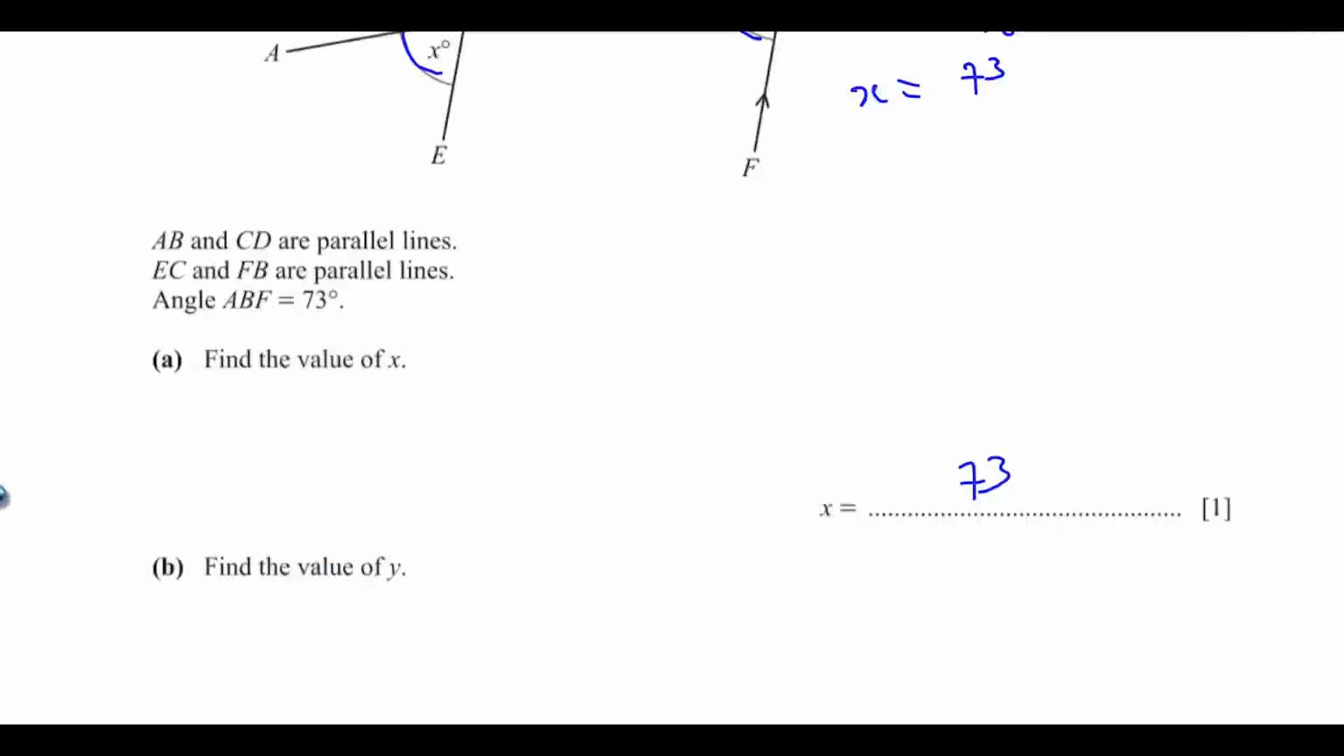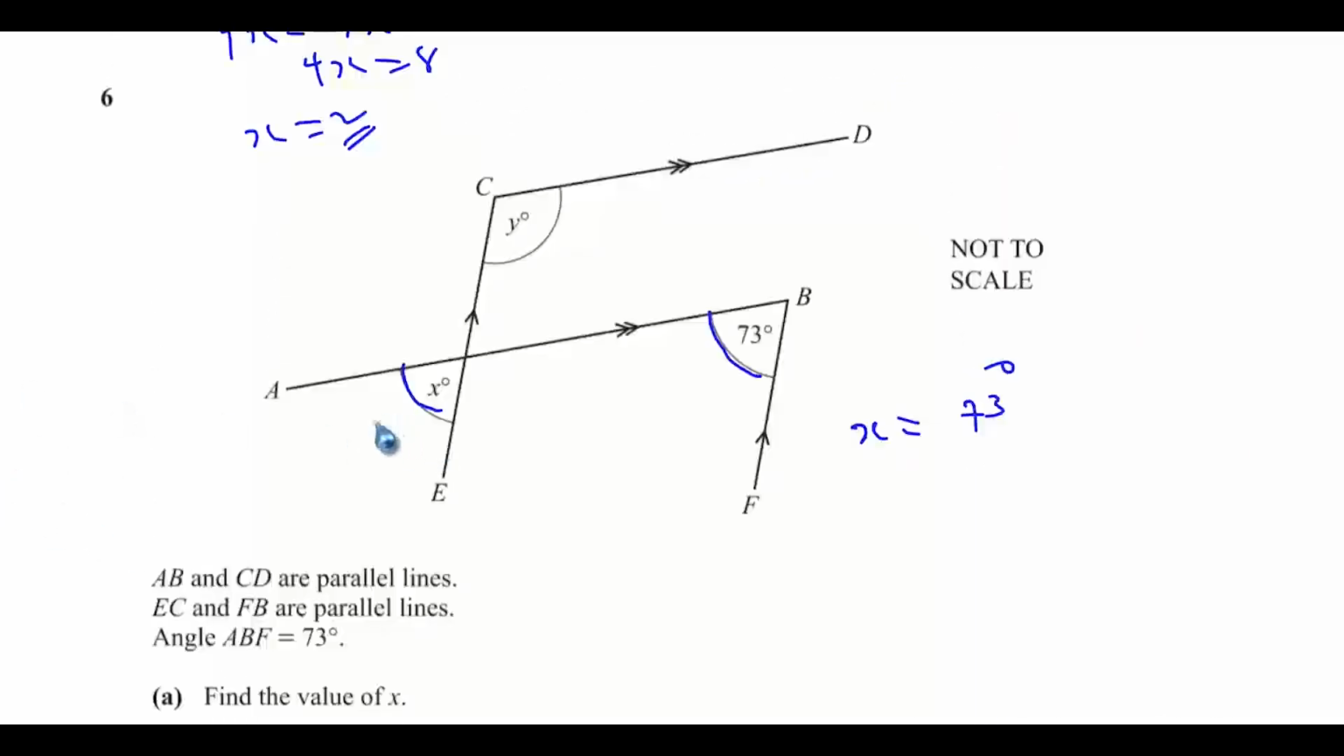Okay, find the value of y. So I have 73 here. So to get the value of y, we know that I can find this angle. Okay, they are vertically opposite angles. So this will also be 73. Vertically opposite angles are seen in letter X like this. Okay, this and this are vertically opposite angles and they are equal. This and this are vertically opposite angles and they are equal. So here is 73.